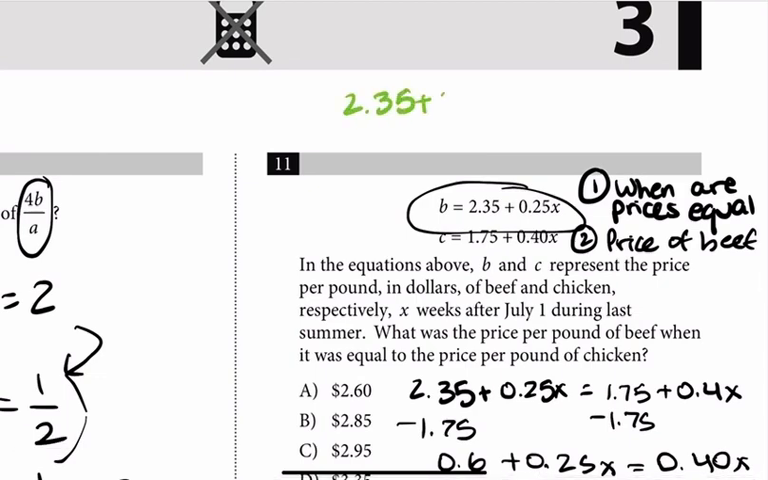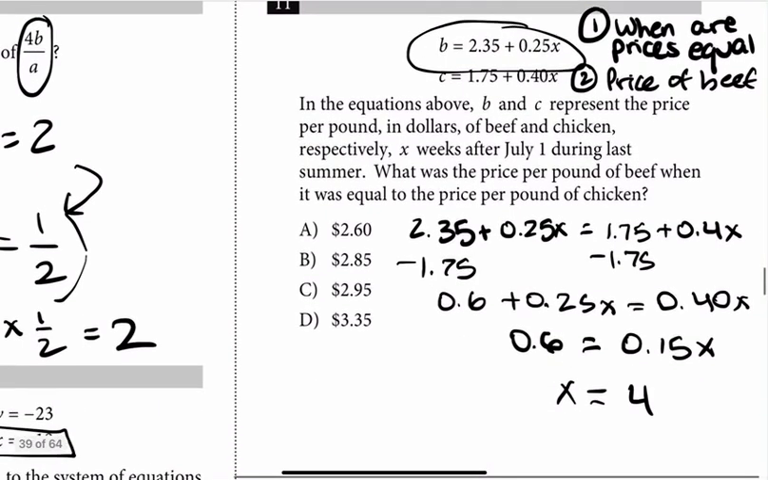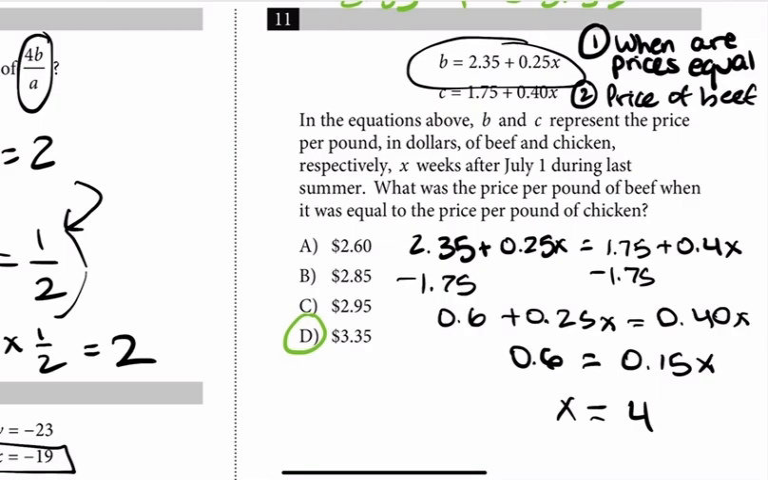2.35 plus 0.25 times 4, which is nice because that works out to be just 1. So 2.35 plus 1 is going to equal 3.35. So that is going to be the answer choice D. Here, let me put that. D.